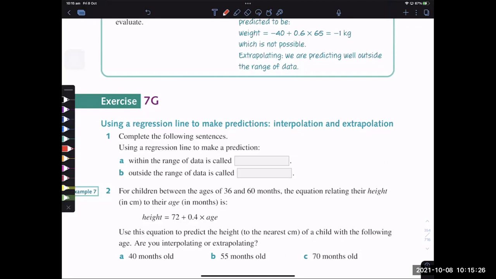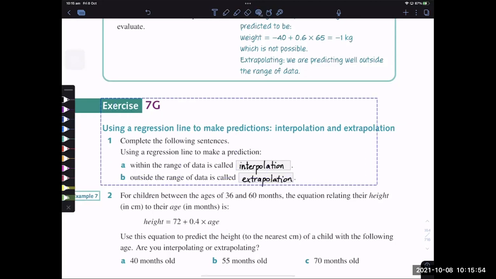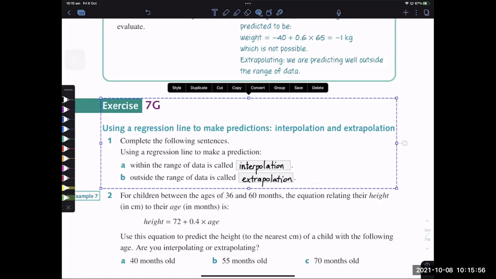Inter. Yep, into, or interpolation. So that's how I imagine it. If it's outside, then that's extra, yeah? So we call it extrapolation. Don't pronounce it the other way, it's extrap. So the pronunciation changes a little bit, okay? So that's our focus for today.